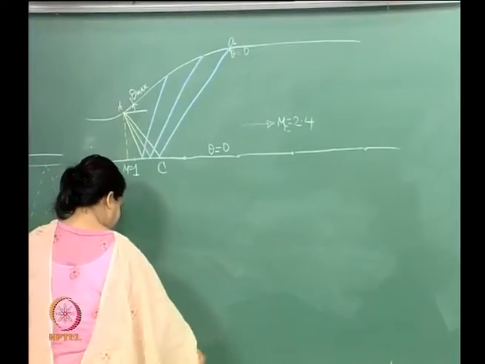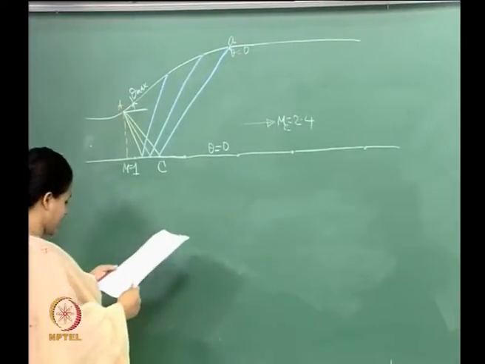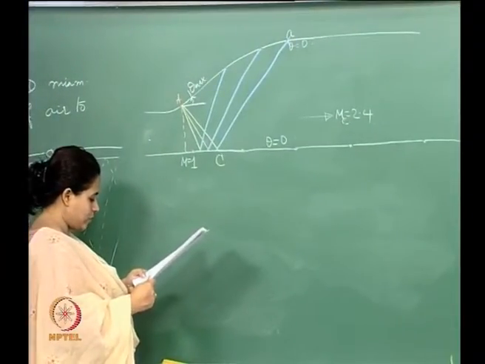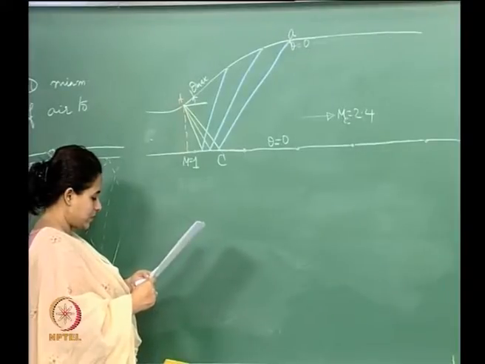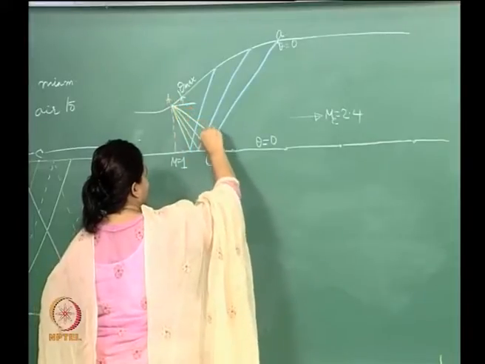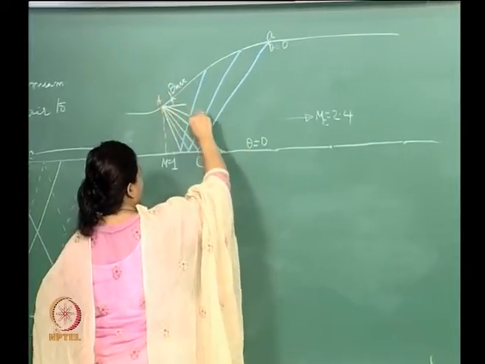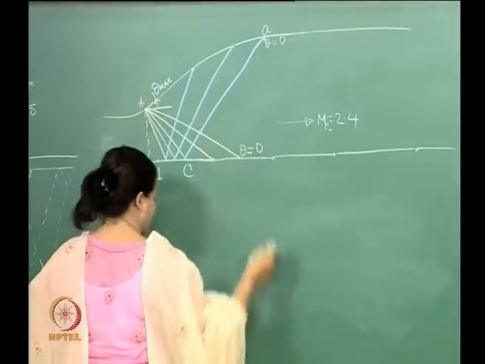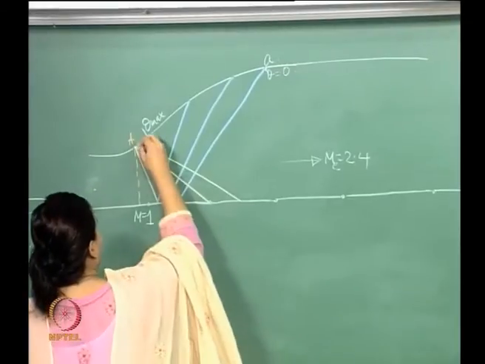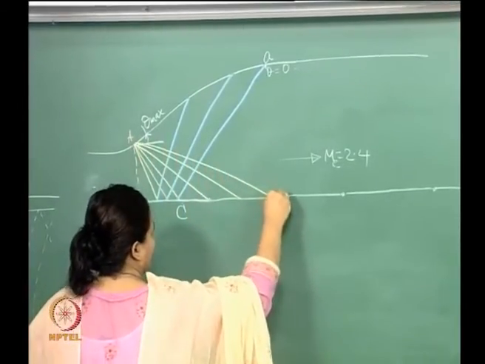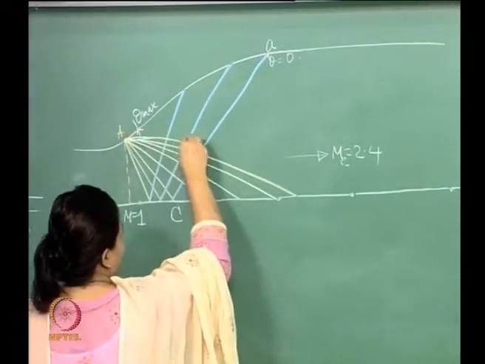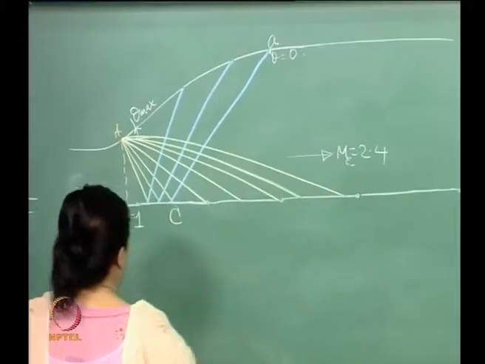Now let us say in this particular case, what I have done is taken 8 lines. So say 1, 2, 3, 4, 5, 6, 7, 8.